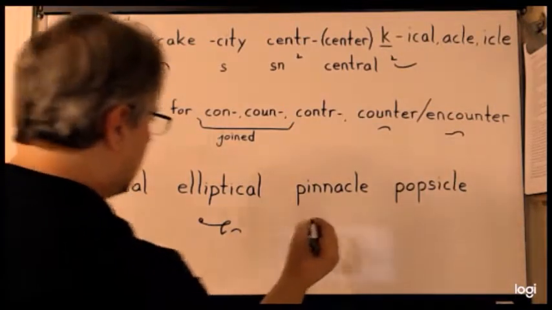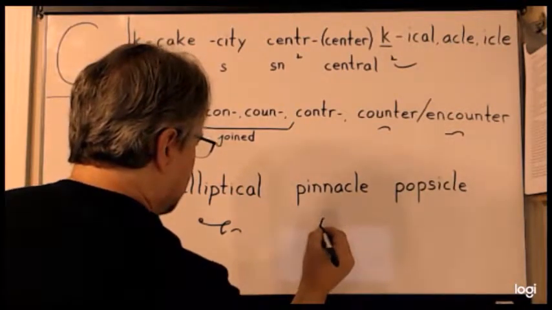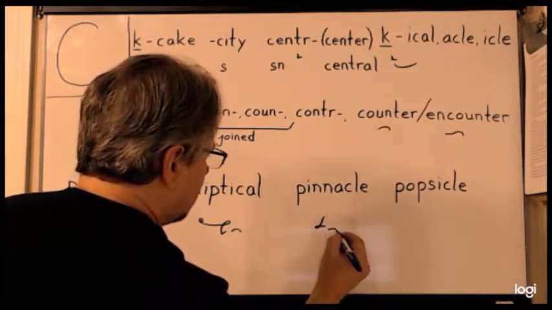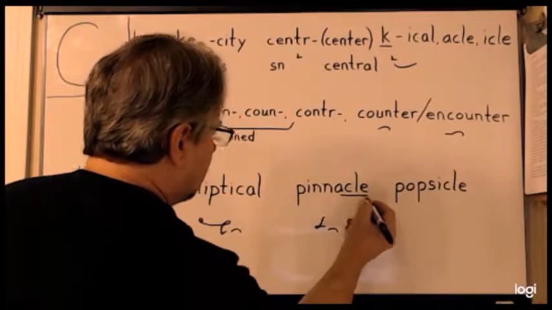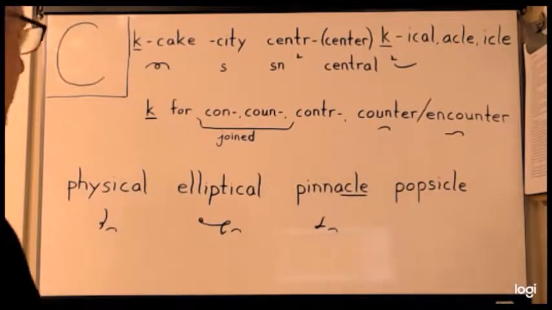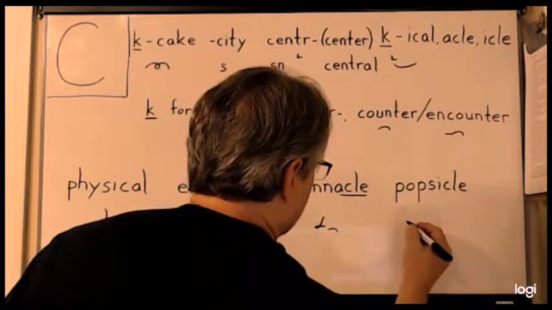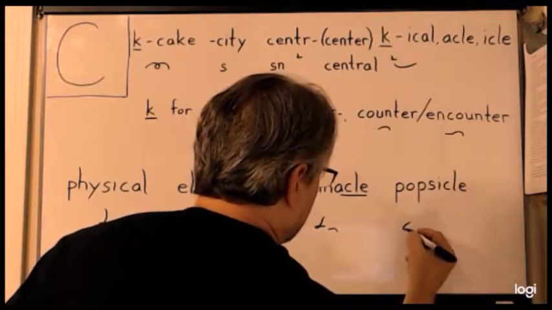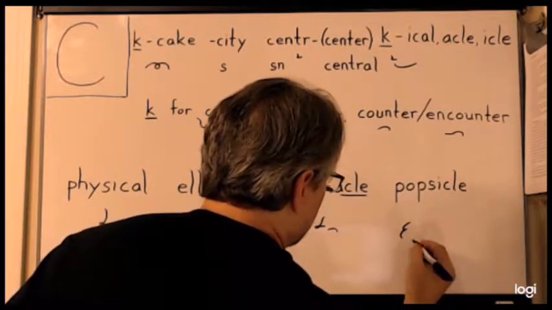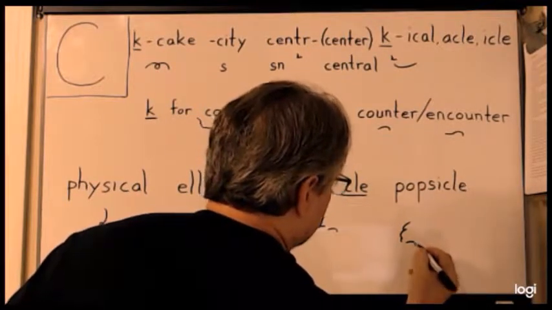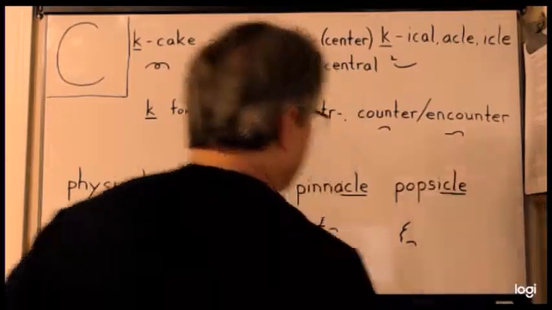Pinnacle is P-I-N, and then the disjoined K for the A-C-L-E, ackle sound at the end. And finally, popsicle is going to be P-O-P-S, and the disjoined K at the end for ickle.